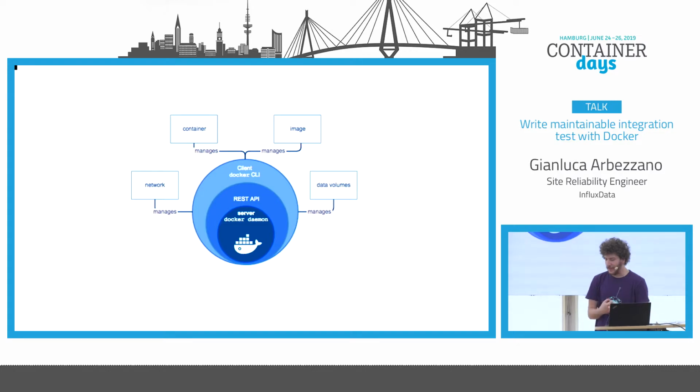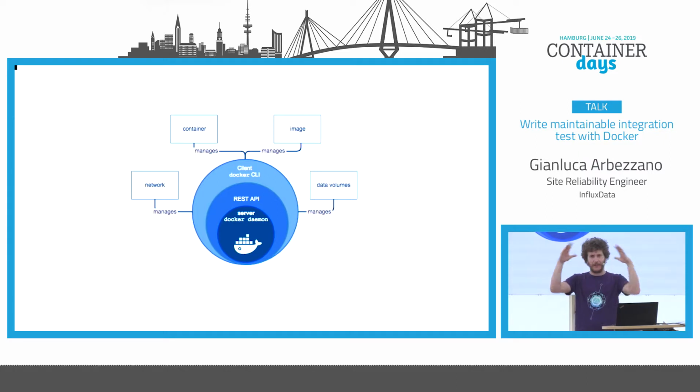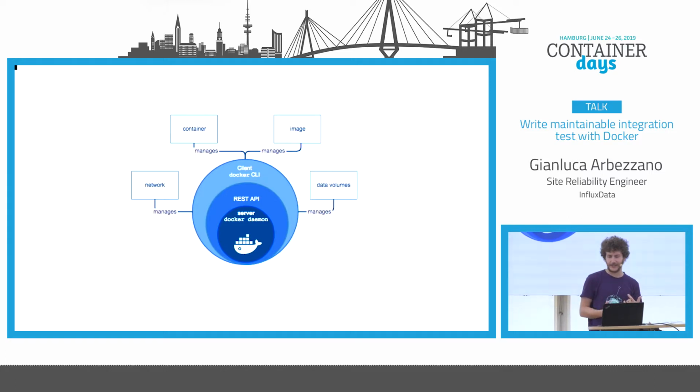If you need to think about the Docker architecture, you can think about it this way. It's like an onion, a set of layers that include functionalities. The outermost one is the Docker CLI, which is the one you use. But as I said, behind the Docker CLI there is a Docker daemon that works as a REST API via TCP or via Unix socket. And it manages the network, the containers, the images, the data volumes, and everything you do via the Docker CLI.